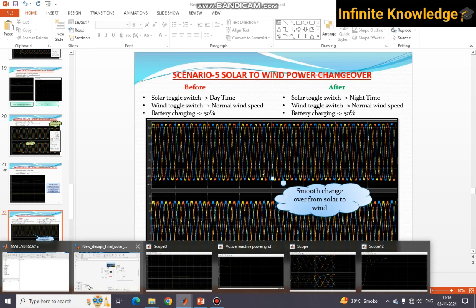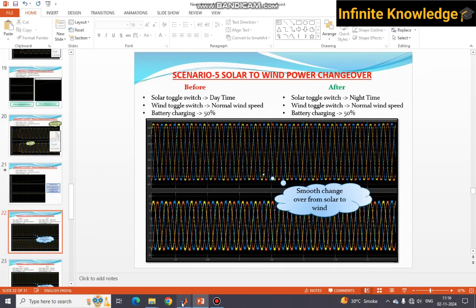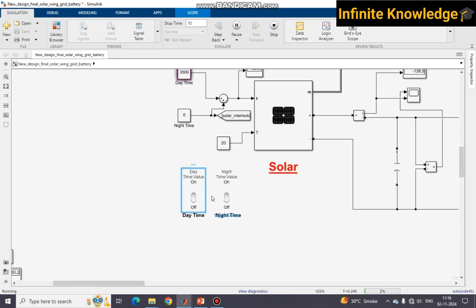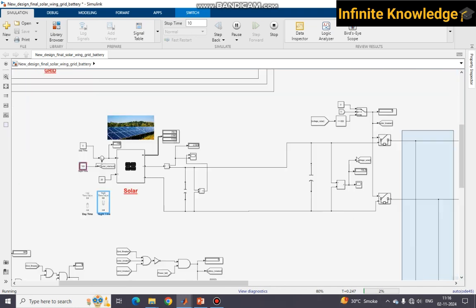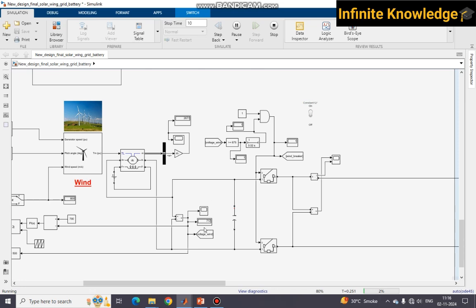So at this moment, what we have to do, we just remove the solar breaker. As the breaker is removed, this is out, and now only the wind is there.